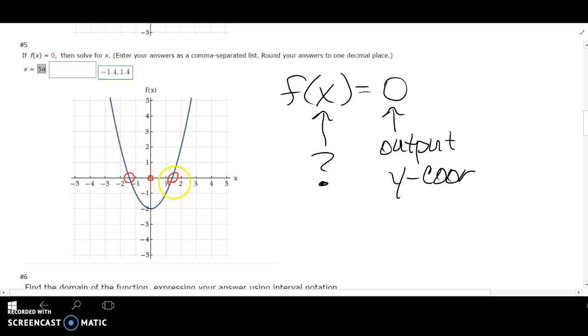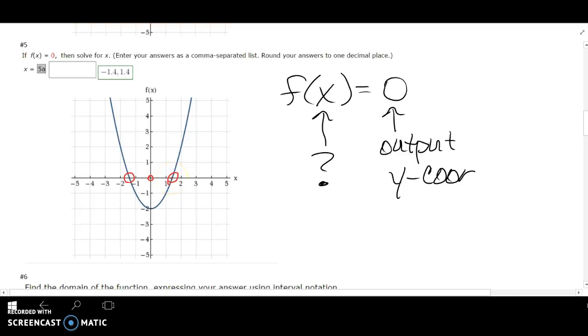The problem is those aren't falling on nice, neat crosshairs. I can't tell exactly what that is. All I can say right now is it's between 1 and 2. So what I'm going to have to do is solve. Or I wouldn't say solve. I would say let's look at the graph a little bit closer.